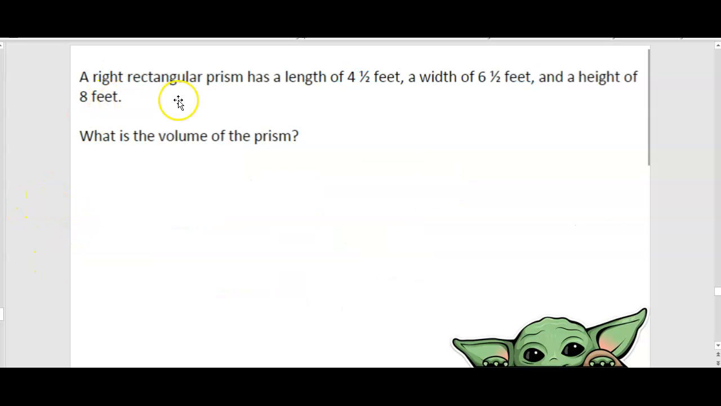Yep. A right rectangular prism has a length of, by right rectangular prism, they mean that it's not slanted. It doesn't have any parallelograms that are slanted. They're all right angled. Because then that would be a different formula. Anyhow, 4.5 feet, width of 6.5 feet, height of 8 feet. And what is the volume of the prism?